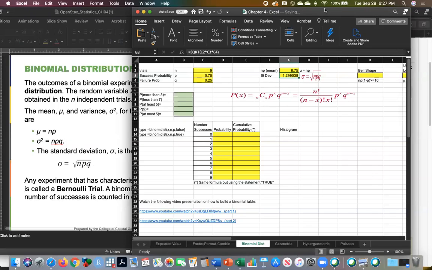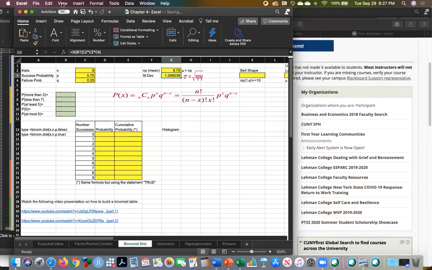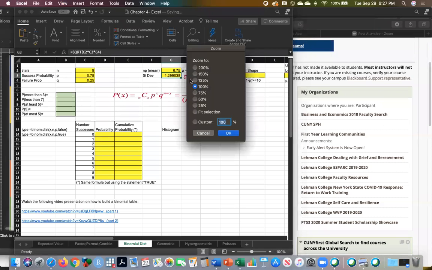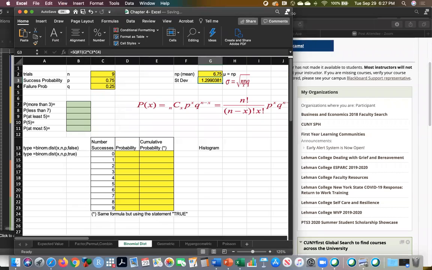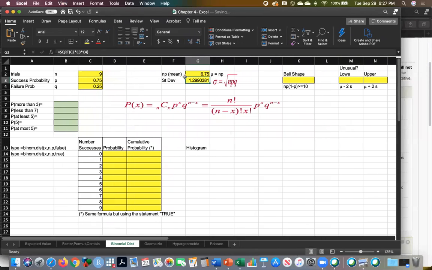Let me make it bigger. I guess many students might not be able to see it. View, zoom, I'm going to put 125. The reason is I need a space, so we can find these basic statistics. They are going to be very helpful.